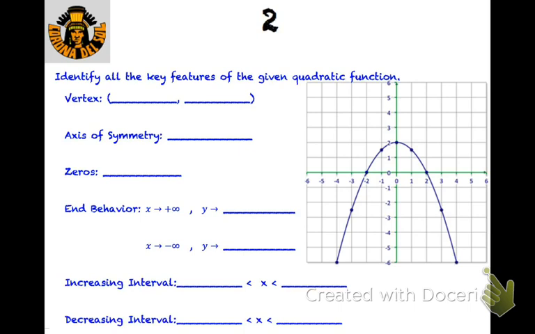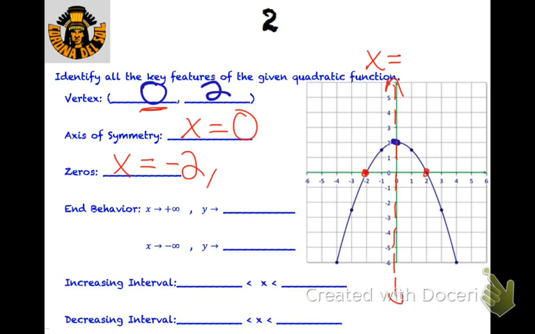Okay, next one, the vertex. So we can tell the vertex here is right there, so that's 0, 2. The axis of symmetry, remember, is always a vertical line. So that's the line that cuts the parabola in half, and that is x equals wherever that vertex is. So the x coordinate of the vertex. So that's going to be x equals 0. And then the zeros, again, are wherever it crosses the x-axis, so we have to put x equals -2 and 2.